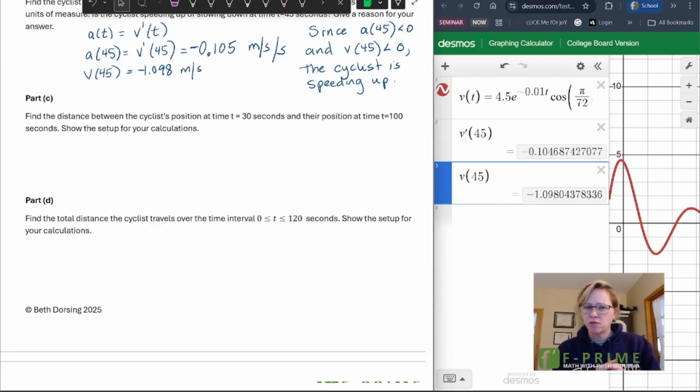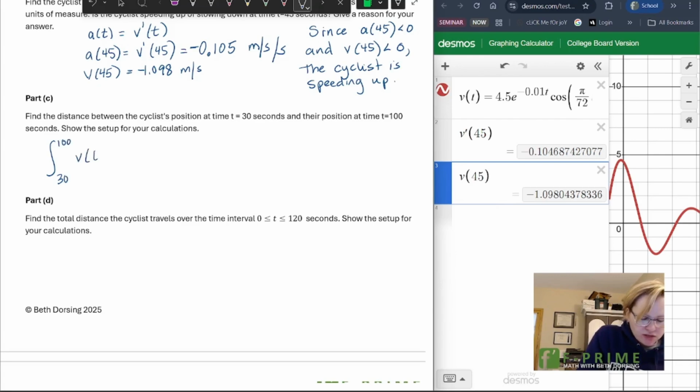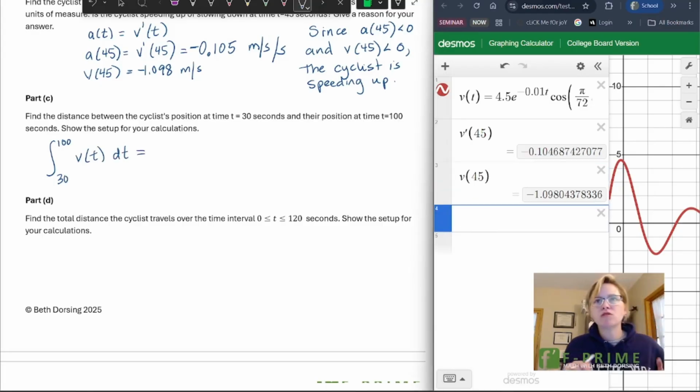So think of it this way. I would never describe where I live as being negative 10 miles from Target. I would just say I live 10 miles from Target. So there's no direction. In other words, if we get a negative displacement, our final answer is just going to be the absolute value of that. So let's write down what we're going to do. In order to get displacement, we are going to do an integral. And we're going to go from 30 to 100. And we're going to integrate v of t dt. And we're going to see what that is. And Desmos will do that for me also.